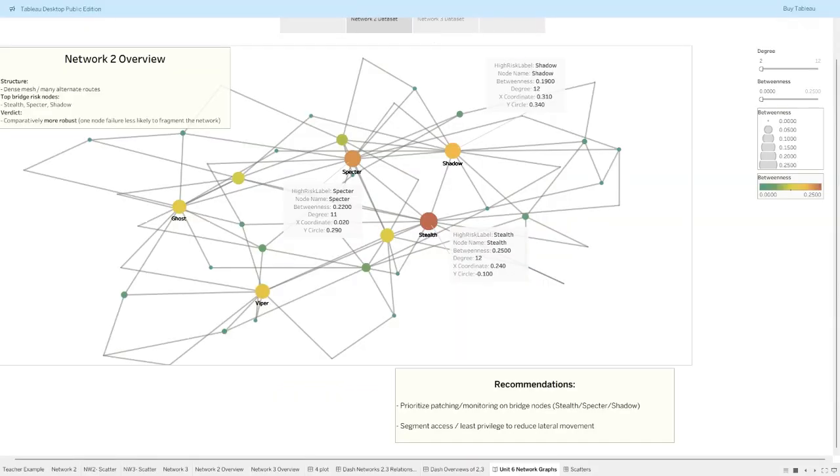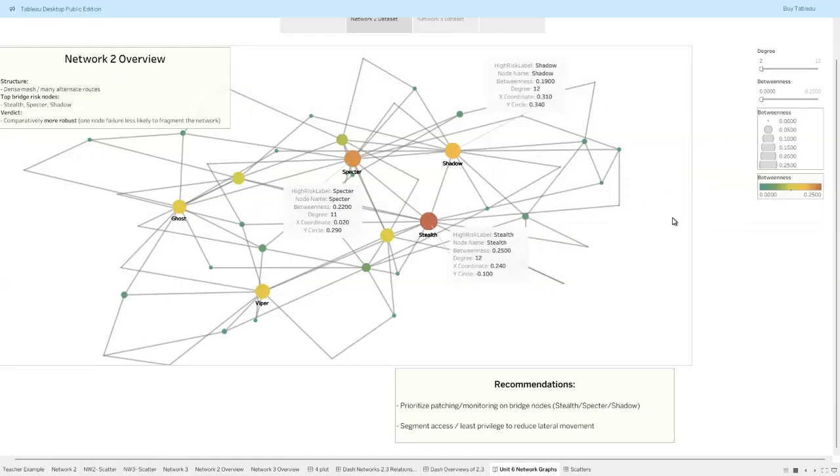First is Network 2. Network 2 is a dense mesh. It has many crosslinks and many alternate routes. Connectivity is spread out across the network. The main security risk is the high betweenness bridge nodes, especially Stealth, Spectre, and Shadow. These nodes appear larger and warmer because their betweenness is higher.